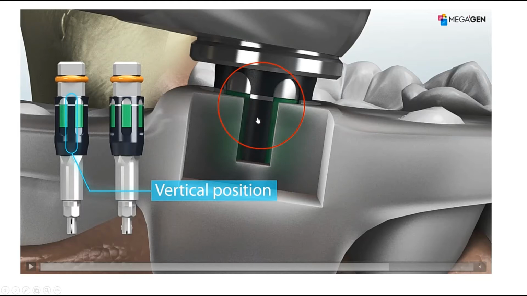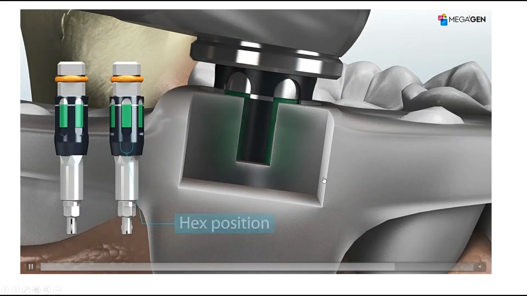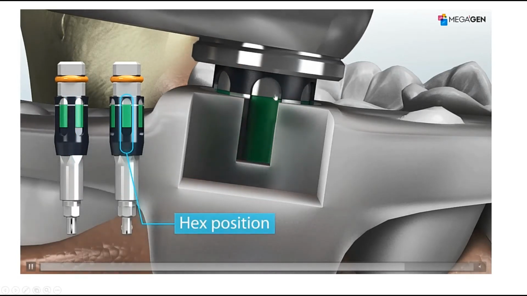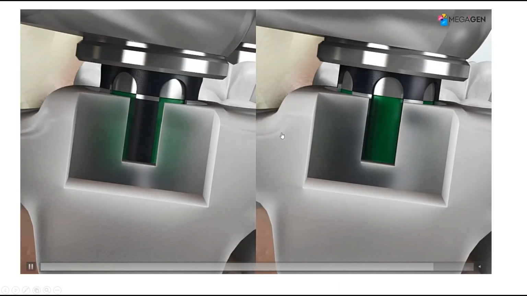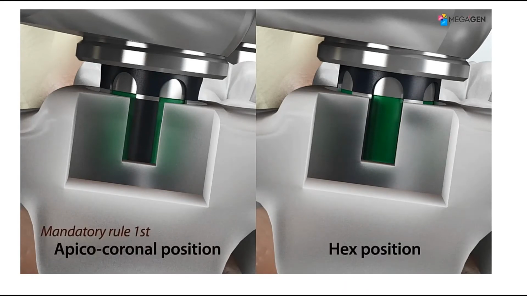No. In order for me to place the implant with the same hex position that I planned for, I could just torque the implant down a little bit more until the green shows through the built-in window in the surgical guide. Right now, I have applied both rules, the apical-coronal position, the depth of the implant, and the hex position as well. And this is how you place the implant with the most accuracy, exactly as you planned it.